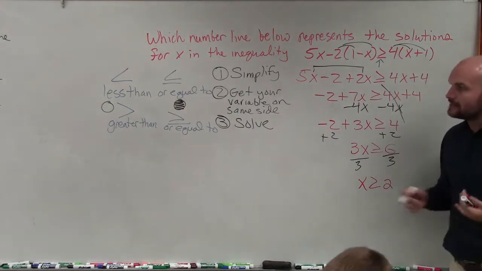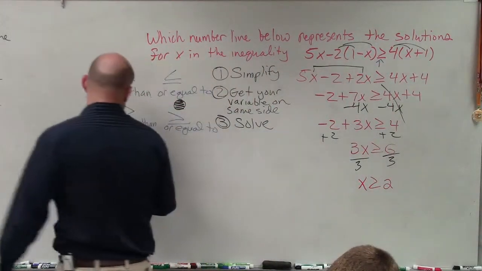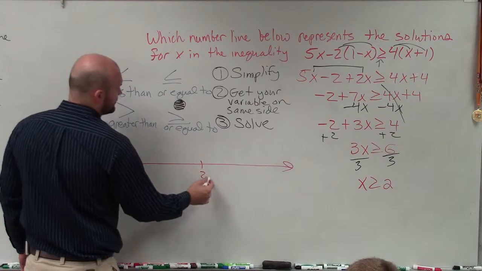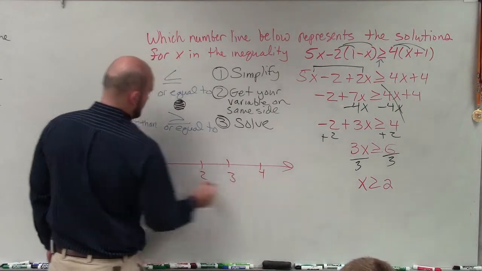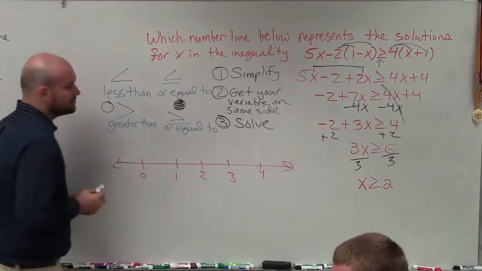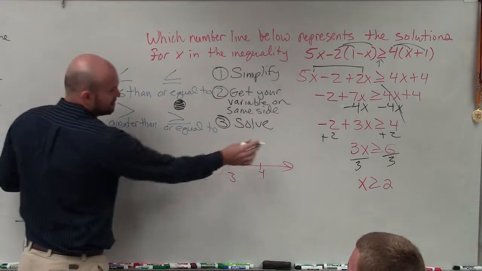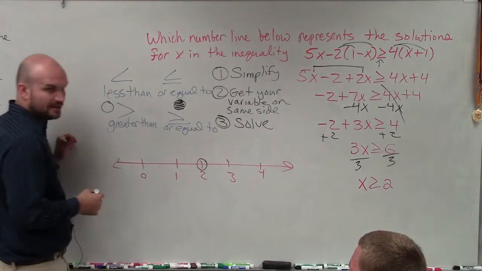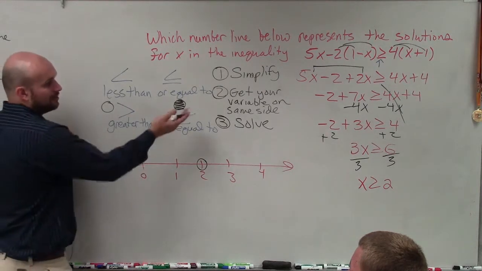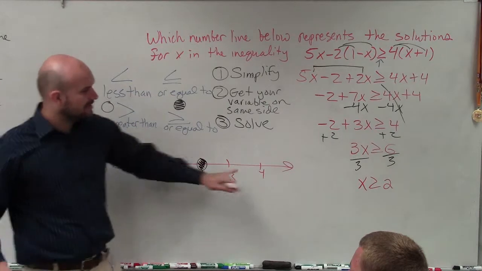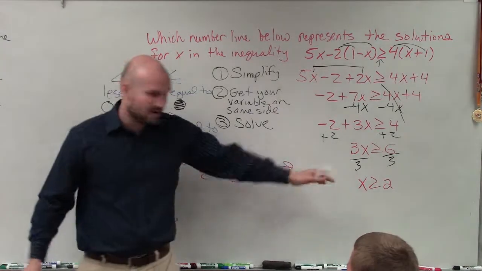Now, to identify what our graph is going to look like for our inequality, the basic thing I would recommend is what we call test points. So what we first do is we put our point at 2. That is our solution point. And we know that it's closed. We already talked about that. Then just plug in a number to the right and to the left in for x.